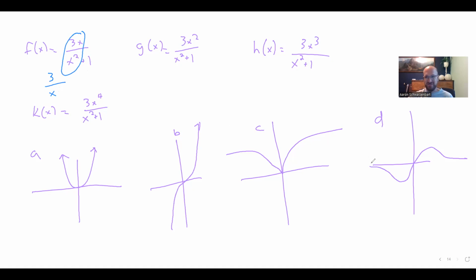Or 3 over negative really large x would go to 0. So this one is probably D. That one makes sense there. Again, the plus 1 doesn't matter. So that becomes 3x squared over x squared. As I'm going towards my ends, it goes to 3. This one looks like it goes to, they've got dashes on the one in the book. Looks like it's getting close to 3. So that's C.